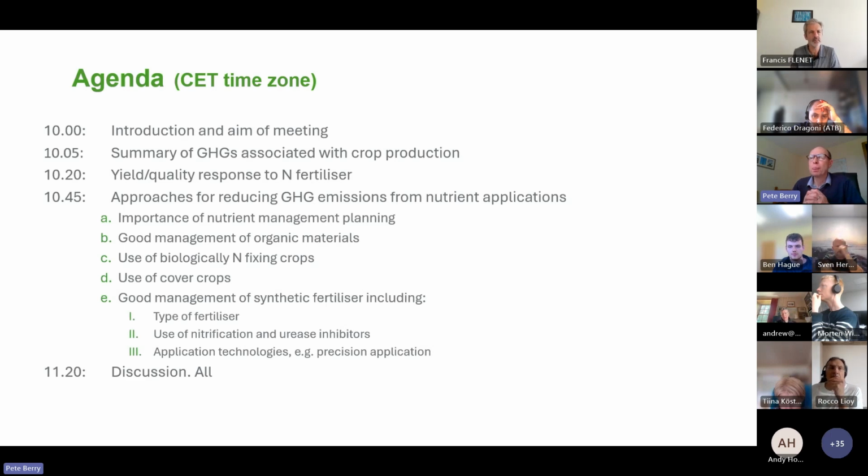This is our agenda. We'll start with an introduction, which I'm going through at the moment, and then we'll summarise where we got to in our last thematic meeting about crop management, summarising the effect of different sources of greenhouse gas emissions. And then we'll focus on the yield and quality response to nitrogen fertiliser. And then we'll get to the meat of the webinar, where we'll discuss approaches for reducing greenhouse gas emissions from nutrient applications.